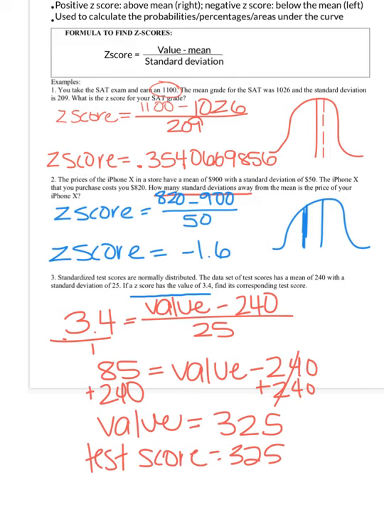Okay? So in order for you to be 3.4 standard deviations away, you would get a test score of 325. Which, 3.4 standard deviations away is very far to the right. Right? We only go out 3 standard deviations. So a 3.4 is in that greater than 0.1% range. Okay? It's very high up there.